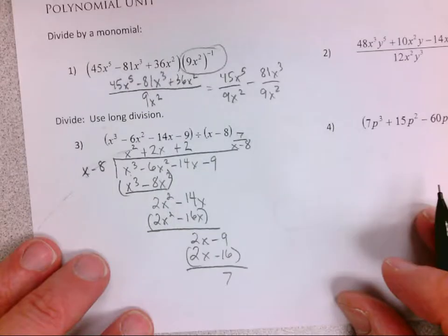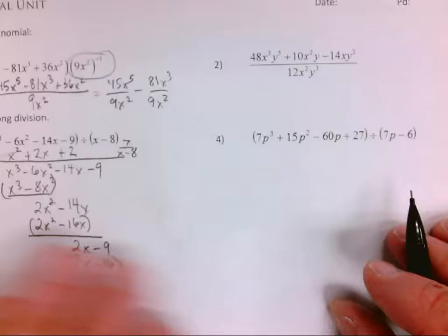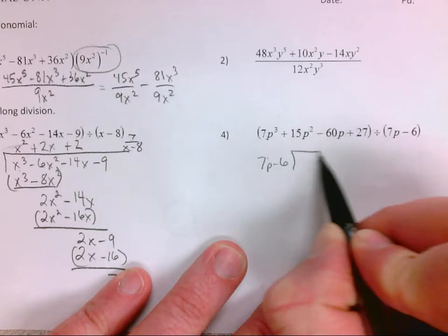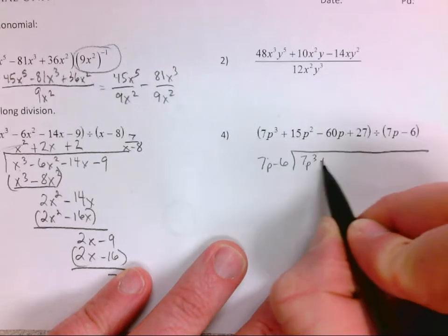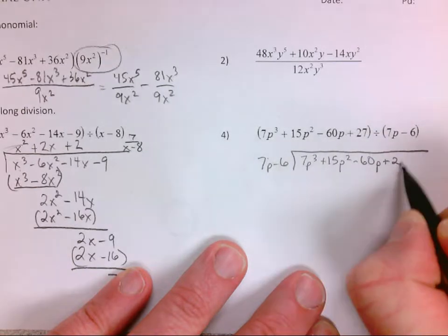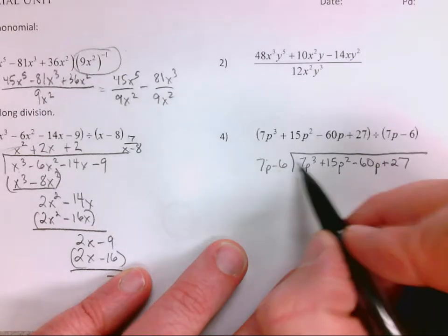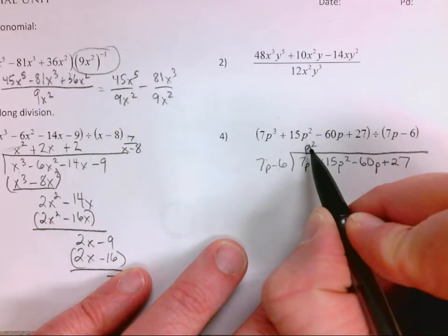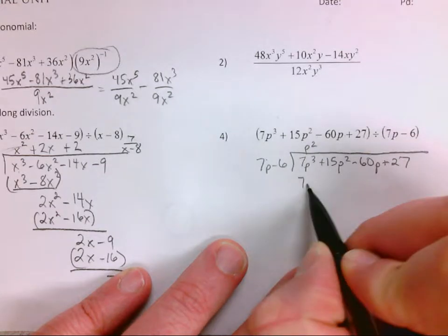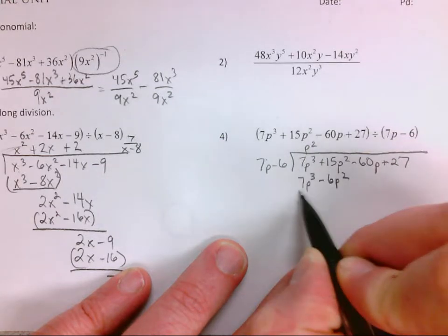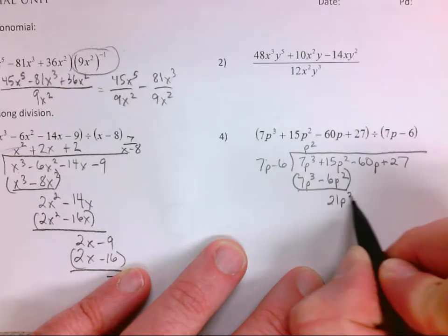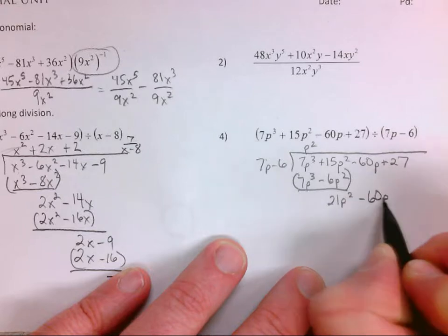7p minus 6 into 7p to the third plus 15p squared. 7p goes into 7p to the third p squared times. Multiply back. 15 minus negative 6 is 21. Bring down the next. 7p in there goes 3p. So I have 21p squared minus 18p.